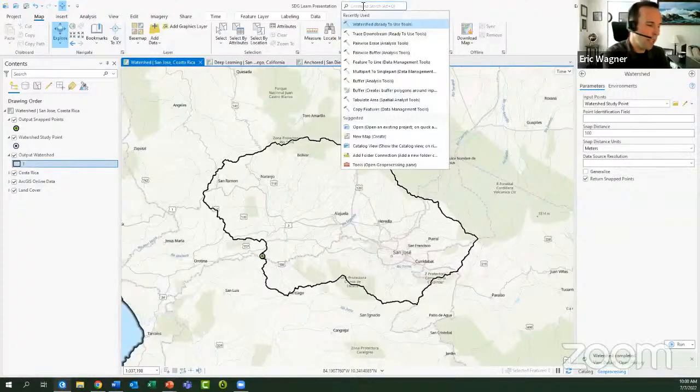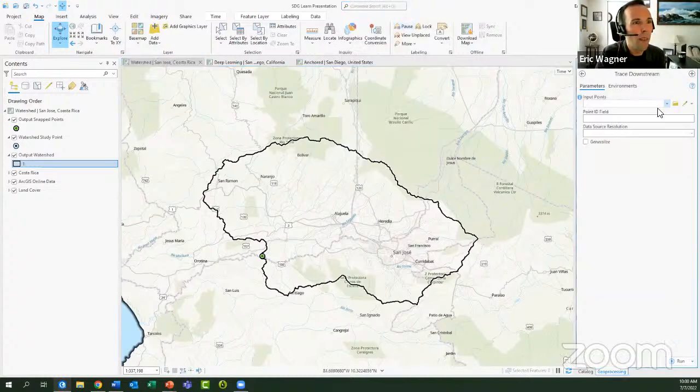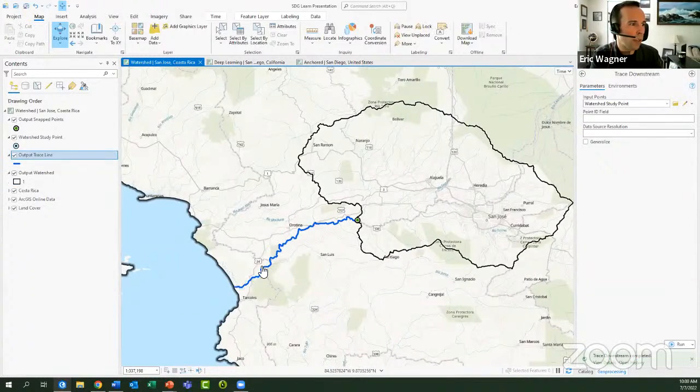But now if I want to be able to do that tracing downstream, I can access a tool that's going to allow me to do that as well. And this tool works the exact same way. I can simply throw in that watershed study point that I have, run my tool, and what I'll quickly be shown is where this water is going to flow. So I know where it's going to go, where it's going to make its entry into the ocean, as well as maybe I might be concerned about any communities that are along that particular stream. So great, I've delineated a watershed.